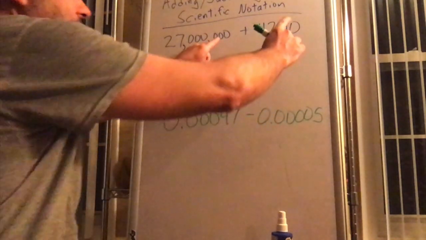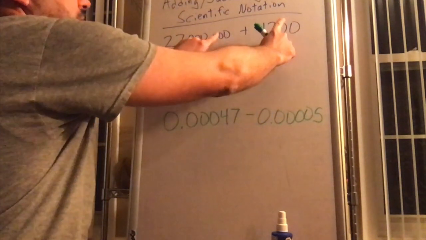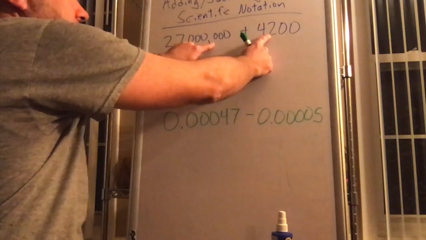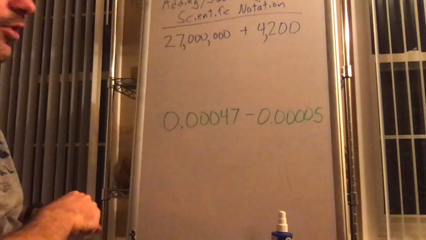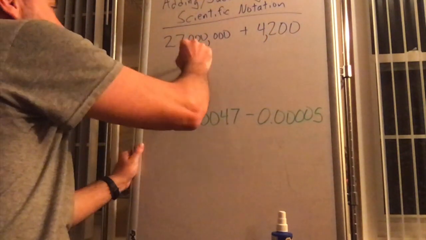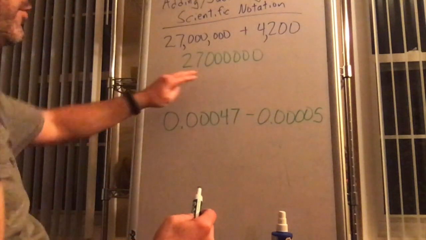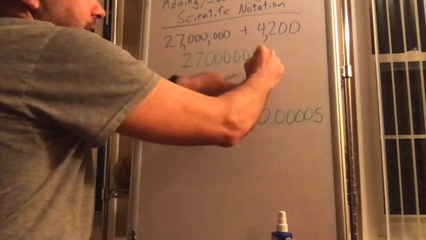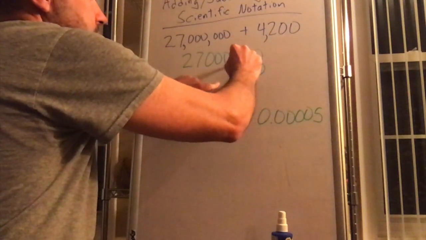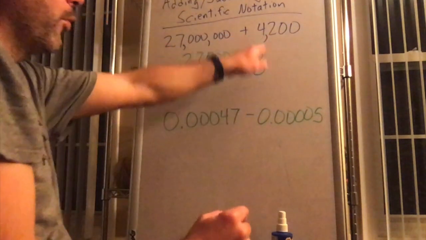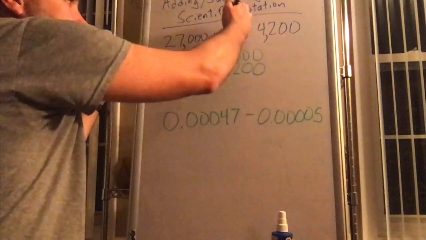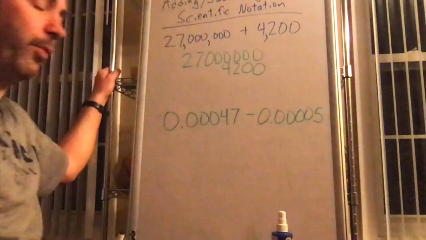We have to be able to add the ones place to the ones place, the tens to the tens, hundreds to hundreds, thousands to thousands, and so on and so forth. And a lot of times we did this vertically. All right, so I have the 27 million, and then I'm going to line up each of these with their corresponding place values. So ones with ones, tens with tens, hundreds, and so on and so forth.